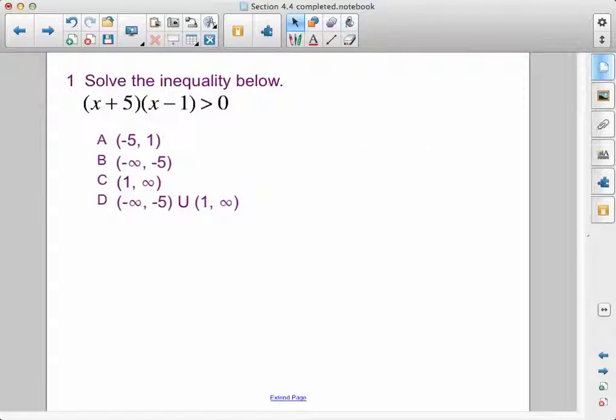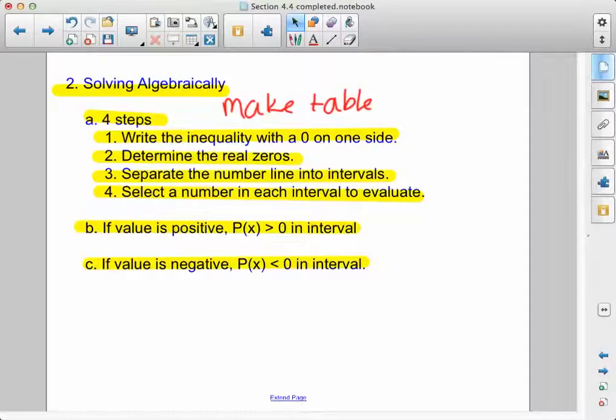Now the other method we're going to use to solve polynomial inequalities is solving them algebraically by making a table. And that table we're going to make is the exact same table we used in section 4.1 when we went through the analyzing process. So the directions for creating the table are listed here. But again, it's the exact same table that we made in the last section.